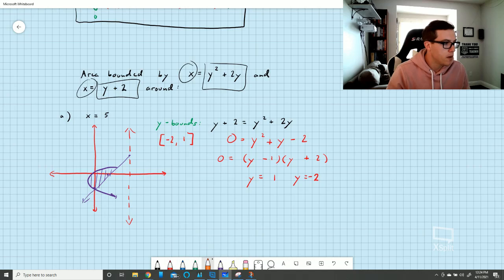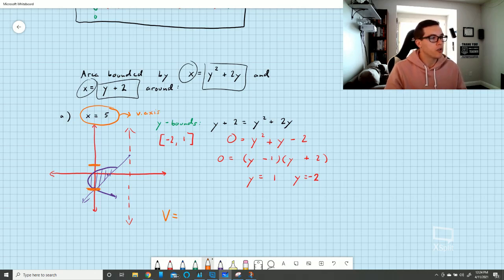From -2 to 1. So that's where the shaded area starts and stops. All right, the volume is, well, vertical axis of rotation. X equals 5 does not mean to use x. It is a vertical axis of rotation, which means you are going to use your y's. So pi integral from -2 to 1 dy.